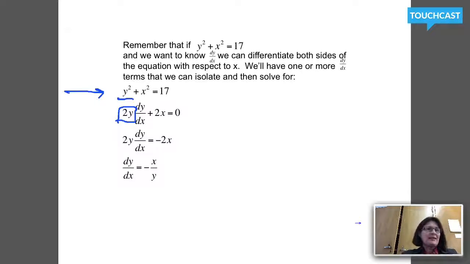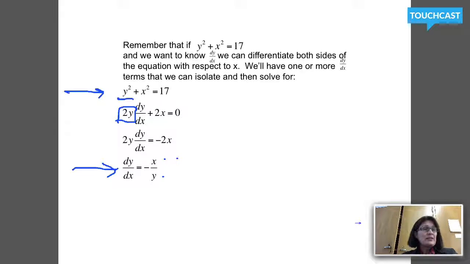I use algebra to isolate it, and I get this expression for the slope. It's interesting because notice now here, before we knew implicit differentiation, this had never happened. But now the slope of the curve does not relate just to the x value, but relates to both the x and the y. We say dy/dx is a function of both x and y. It has both x's and y's in its expression.